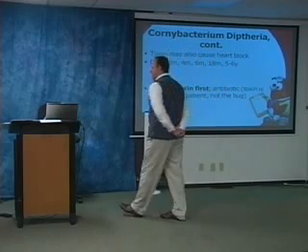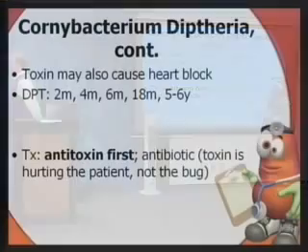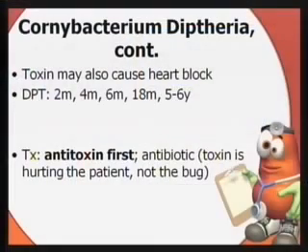Acellular pertussis. I'm going to give it at 2 months, 4 months, 6 months. Why? Because they don't have memory at that time. And then ultimately 18 months and 5 to 6 years. I never consider it after 5 to 6 because I'm not worried about it after that. Also, they're developing immunity to the vaccinations.